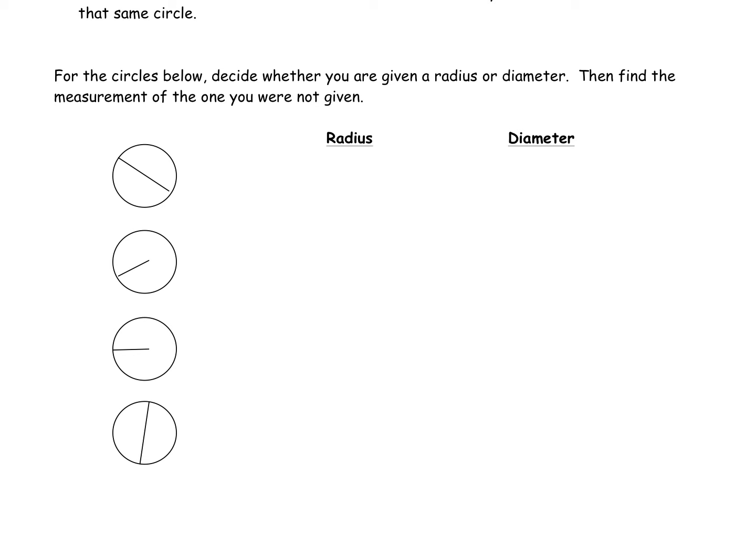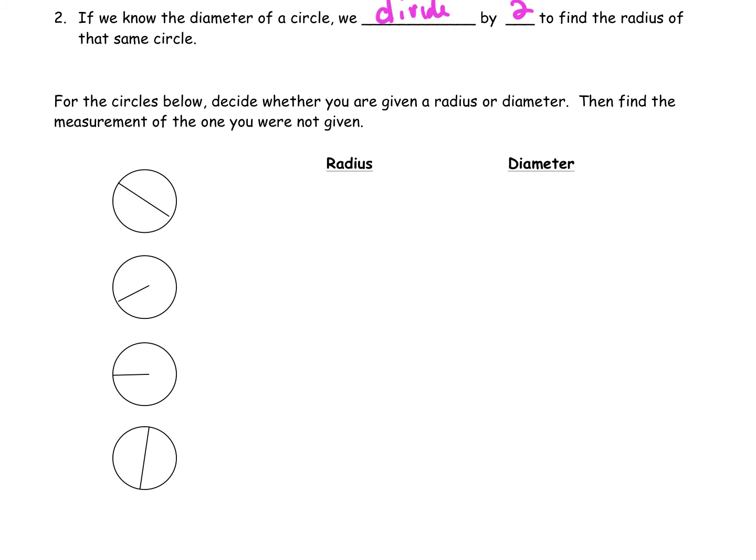So we're going to practice this, and we're going to make up our own measurements. It says for the circles below, decide whether you're given a radius or a diameter, then find the measurement of the one you're not given. So we're going to give ourselves one.